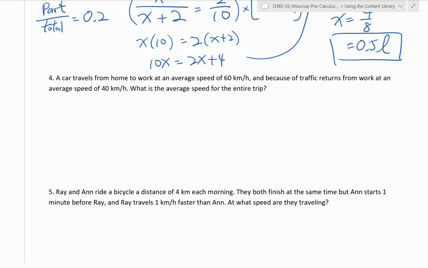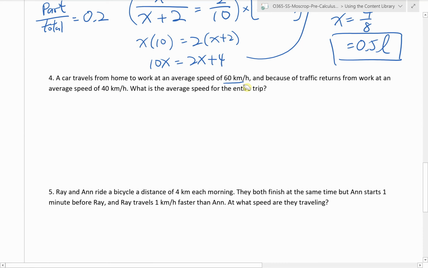It is because when the speed is slower, it actually takes longer to get there. So the weight of this speed is actually more than 60, because it does spend more time. So you actually need to put more weight into this speed here.